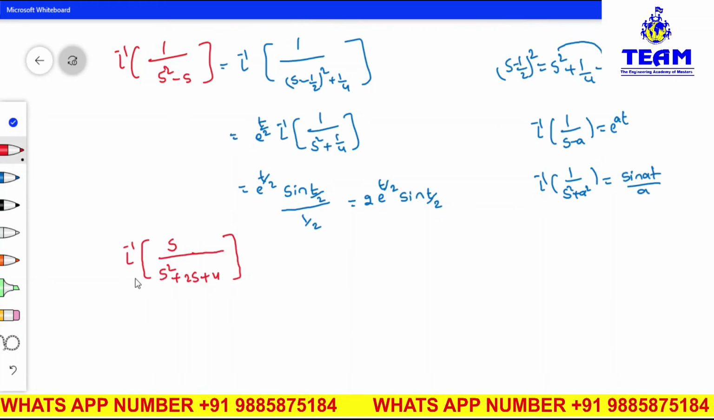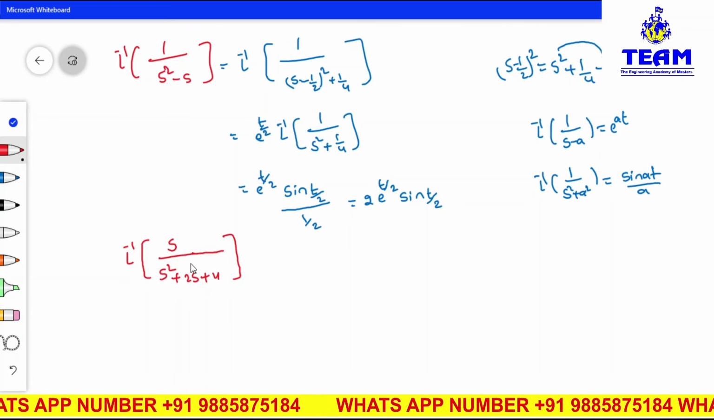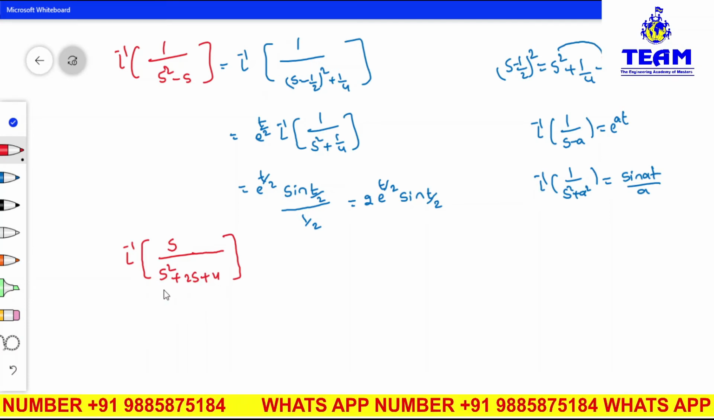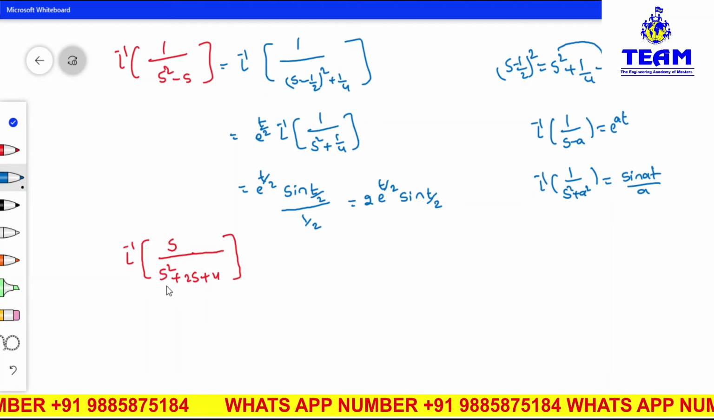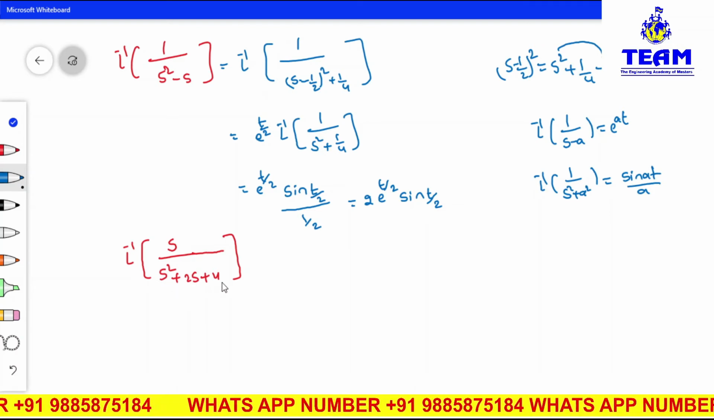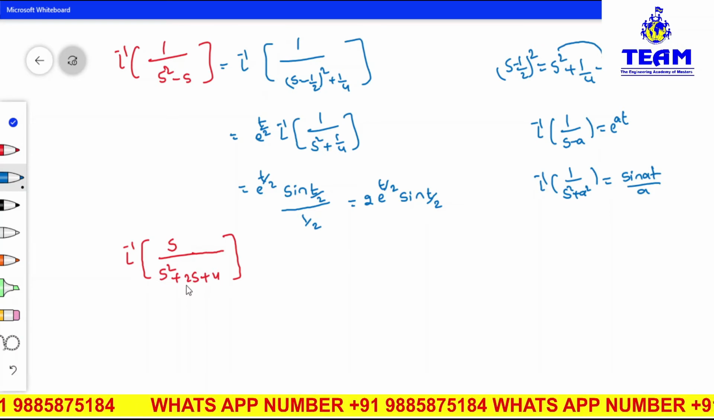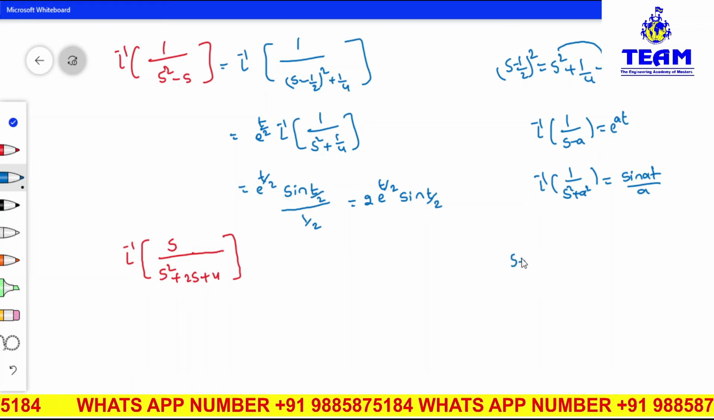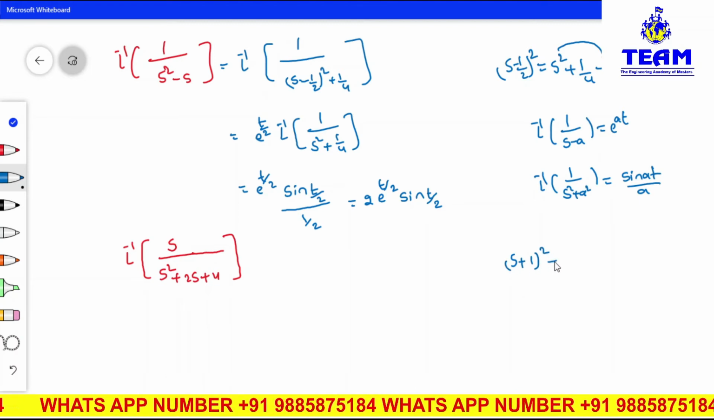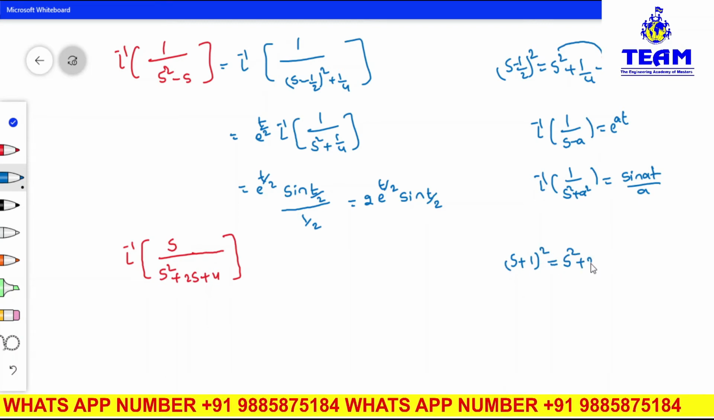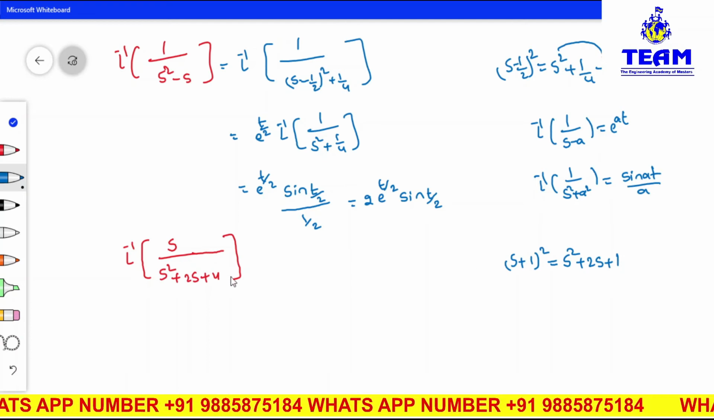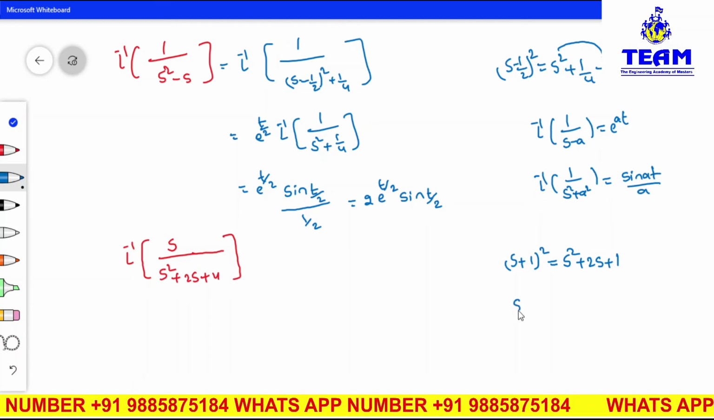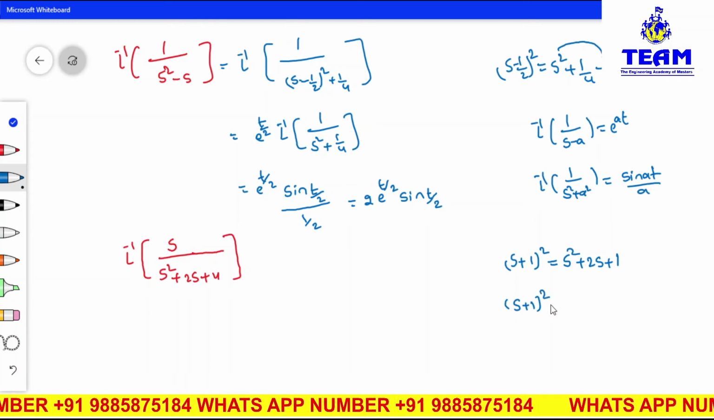Now next problem. Find L inverse of s by s square plus 2s plus 4. Okay, friends, here you observe the denominator contains s square plus 2s plus 4. Actually, s square plus 2s is nothing but the s plus 1 whole square form. Yes or no? So write down s plus 1 whole square. Then you are getting s square plus 2s plus 1, but here you have plus 4, and here you have 1. So what you can get is s plus 1 whole square plus 3.